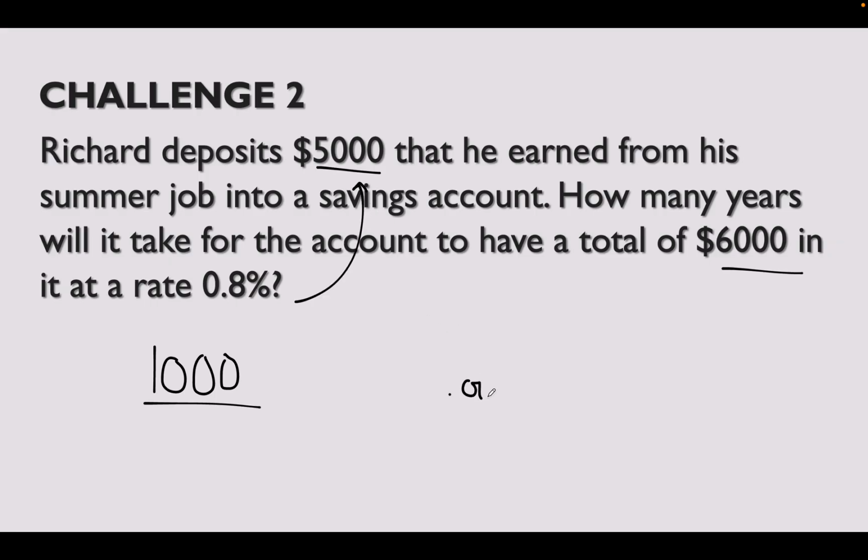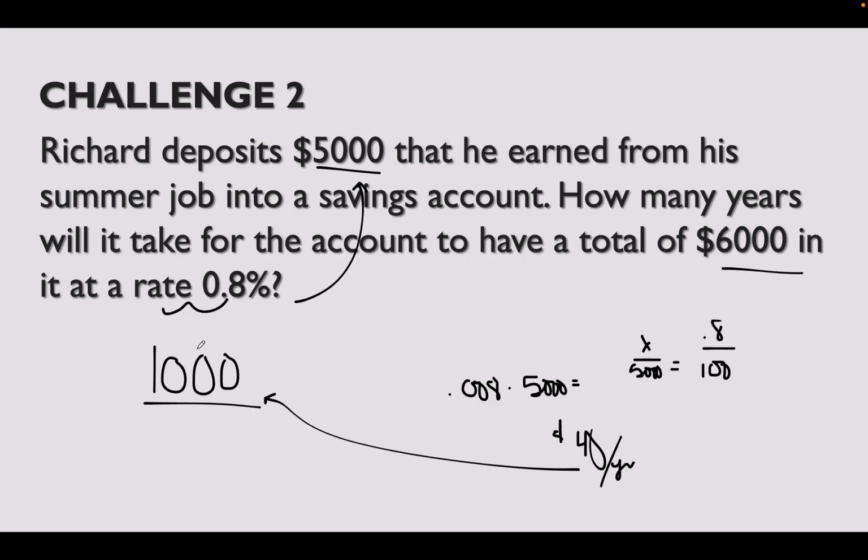So that's 0.008. Remember moving that decimal 2 spaces times 5,000. Or you could do your x over 5,000 equals 0.8 over 100. And this will tell us how much interest per 1 year, and that would be $40 per year. And then our question is how many years at $40 per year would it take us to get to 1,000? So we would do 1,000 divided by 40 per year, and that would give us an answer of 25 years.